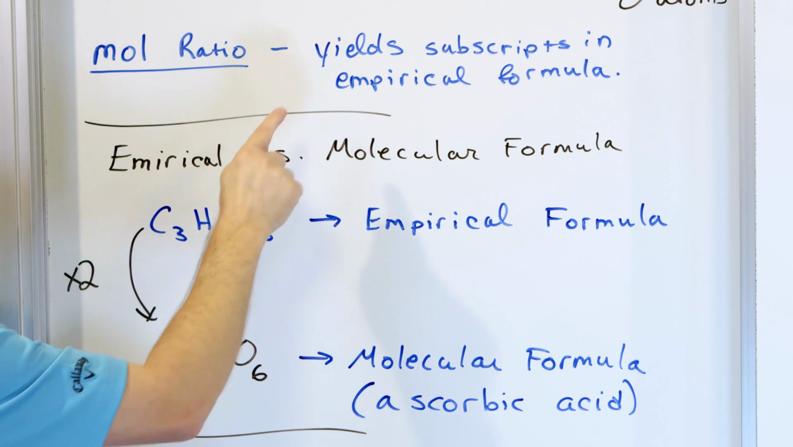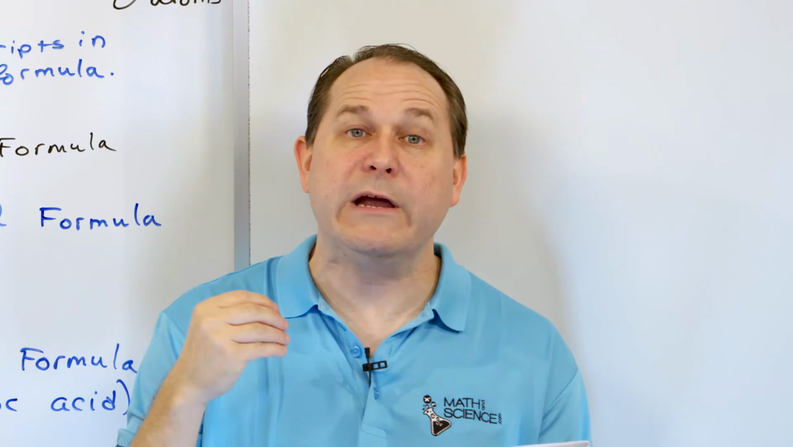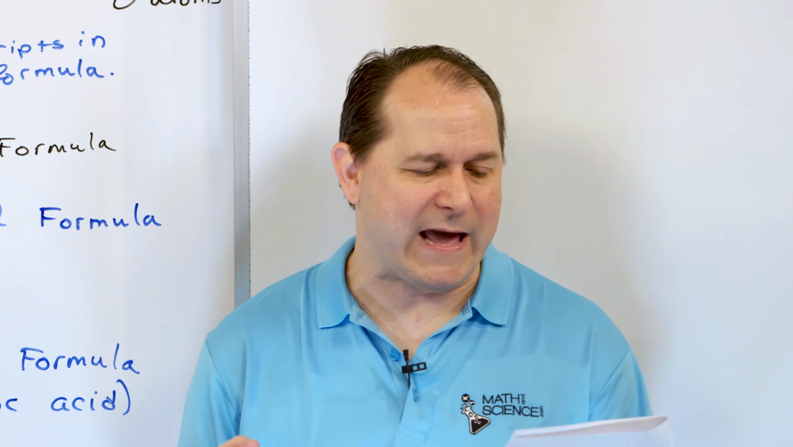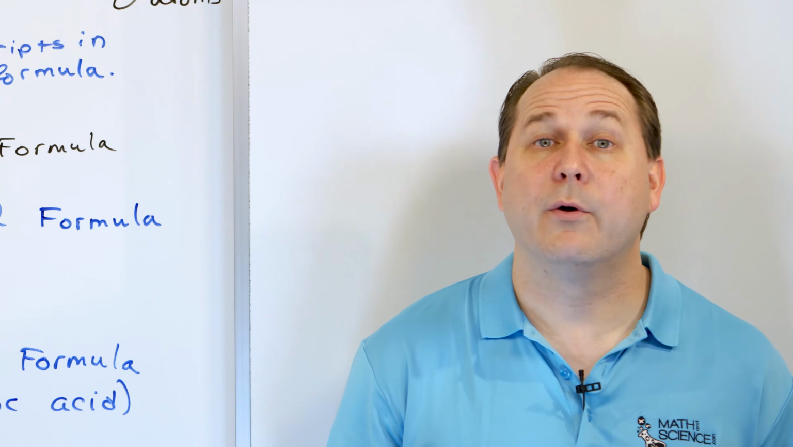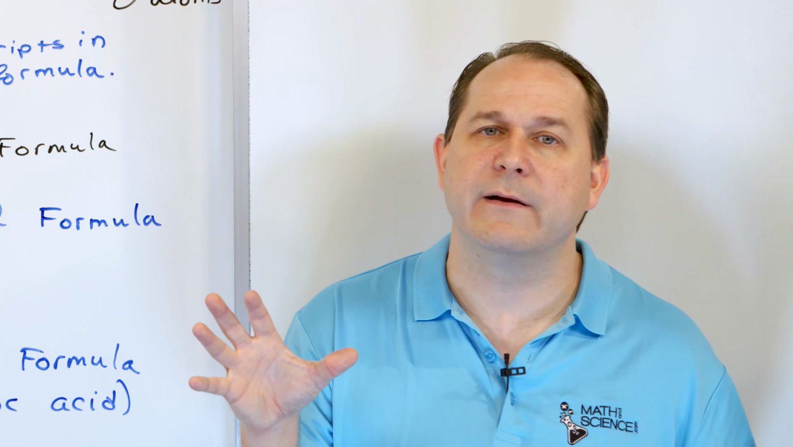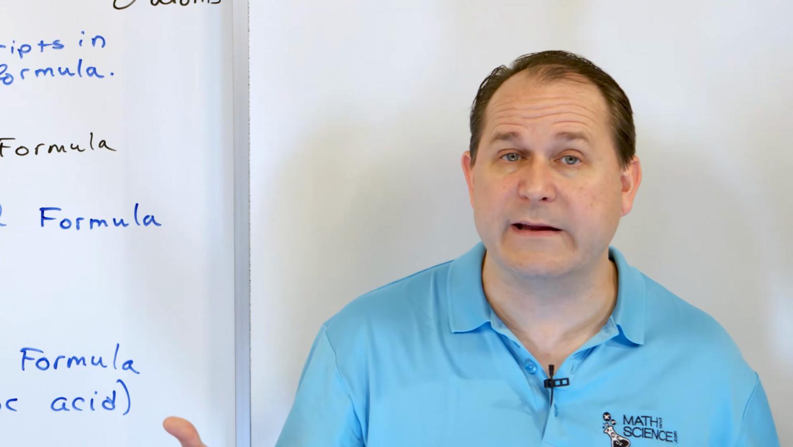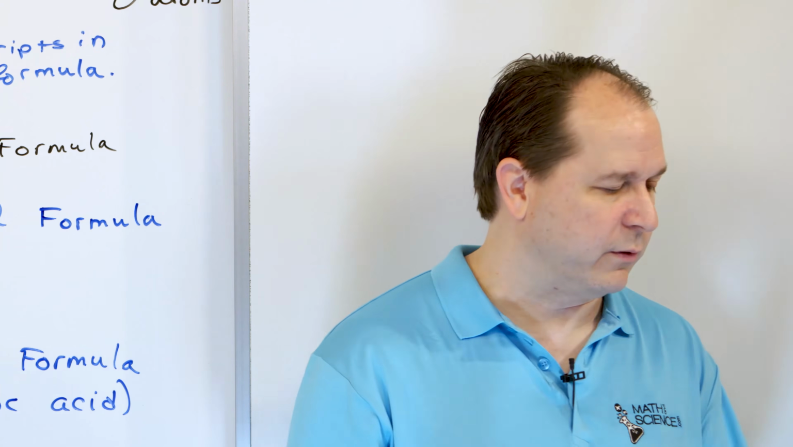So remember, we said that the mole ratio, the ratio of the moles of the different elements that are present, is what yields the subscripts. And in this problem, we are given how many moles of carbon we have, how many moles of hydrogen we have, and how many moles of oxygen we have. So we already have the moles. All we have to do is find the ratio between them, the lowest ratio, and that is what we call the empirical formula. So how do you do that?